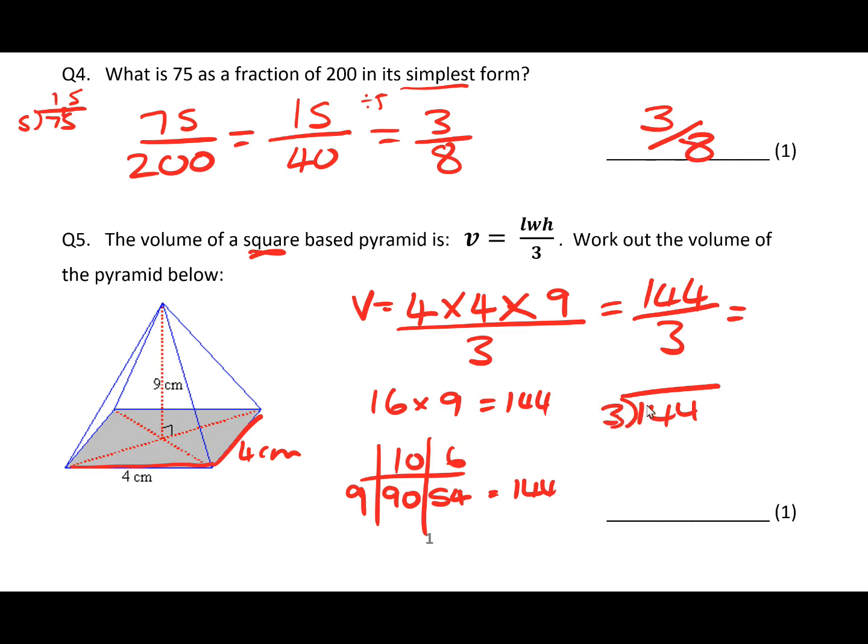Three doesn't go into 1, but 3 goes into 14 4 times, which is 12. Remainder 2. 3 goes into 24 8 times. So the volume of our pyramid is 48. Don't forget the units, so think about the units centimeters, and because it's volume, cubed.